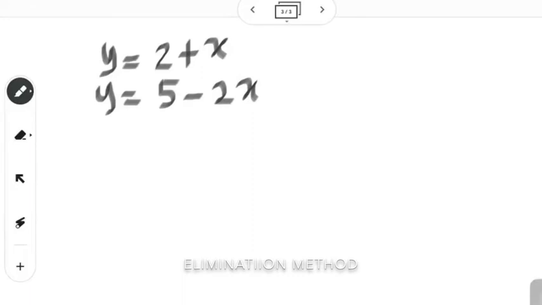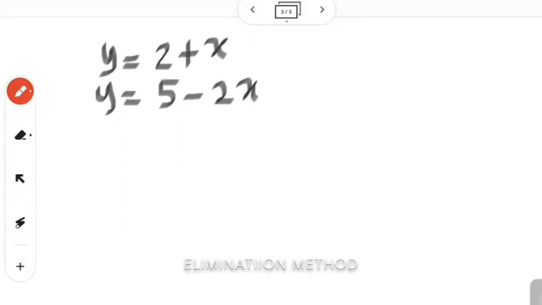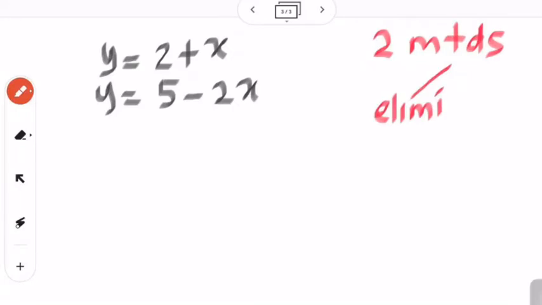Now instead of drawing graph, we can calculate to determine what are the values for x and for y. Okay, macam mana cara nak kira? There are two methods. Okay, two methods. One is elimination. Elimination ni maknanya penghapusan. Kita akan hapuskan.